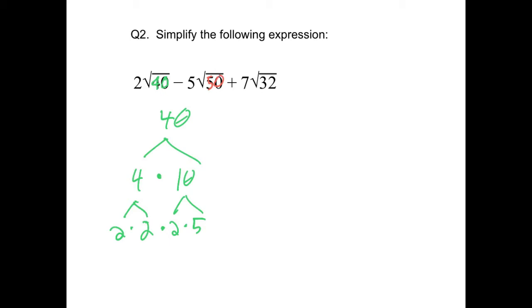Let's look at 50 next. Prime factorization of 50. Well, 50 is the same thing as 5 times 10. 5 is already a prime number, which cannot be further simplified. But 10 is not a prime number. It's 2 times 5. So there's our prime factorization for the number 50: 5 times 2 times 5.